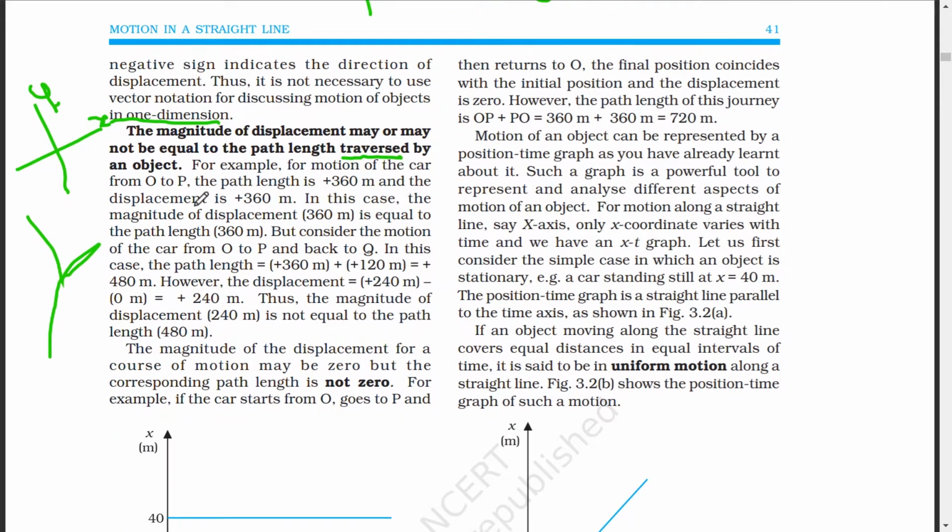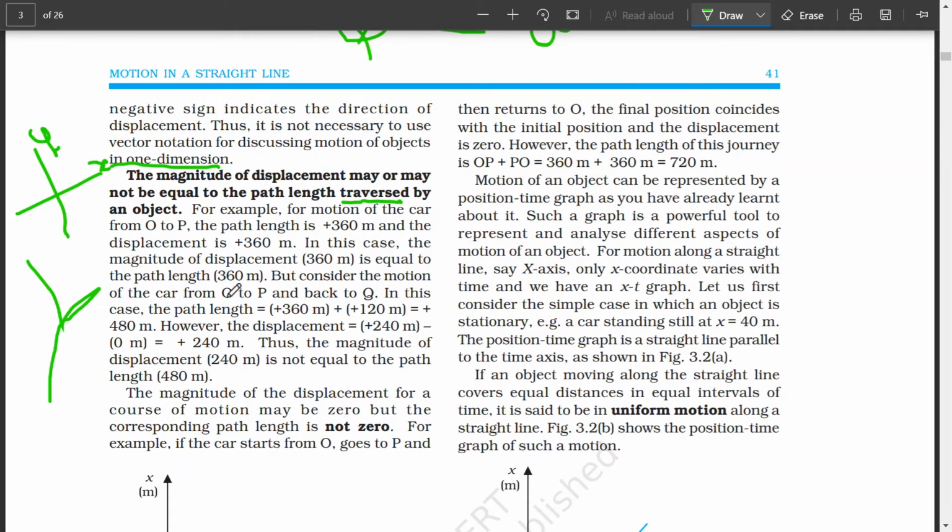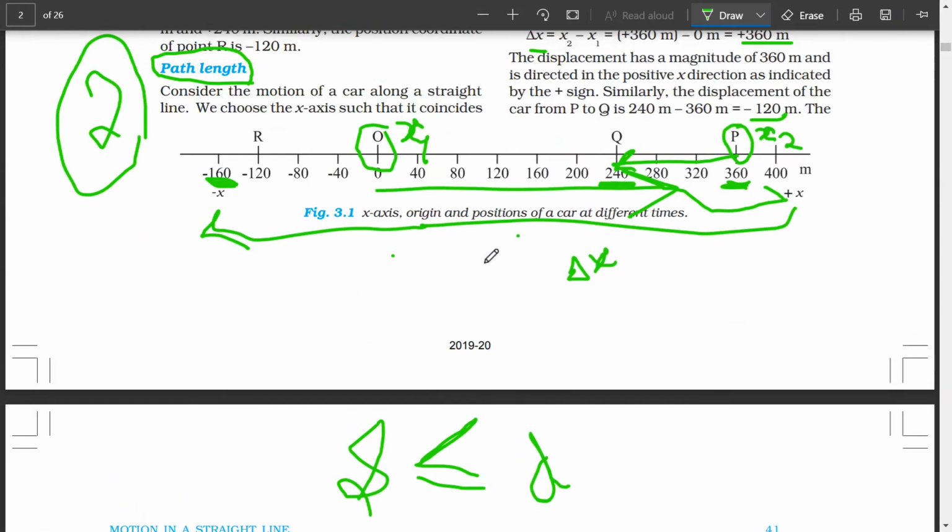For example, motion of a car from O to P, the path length is plus 360 meter and the displacement is plus 360 meter. In this case, the magnitude of displacement, 360 meter, is equal to the path length, 360 meter. But consider the motion of a car from O to P and back to Q. In this case, the path length equals 360 plus 120 equals 480. However, the displacement is 240 minus 0 equals 240 meter. Meaning in this case, the body is going from O to P and it is coming back to Q.